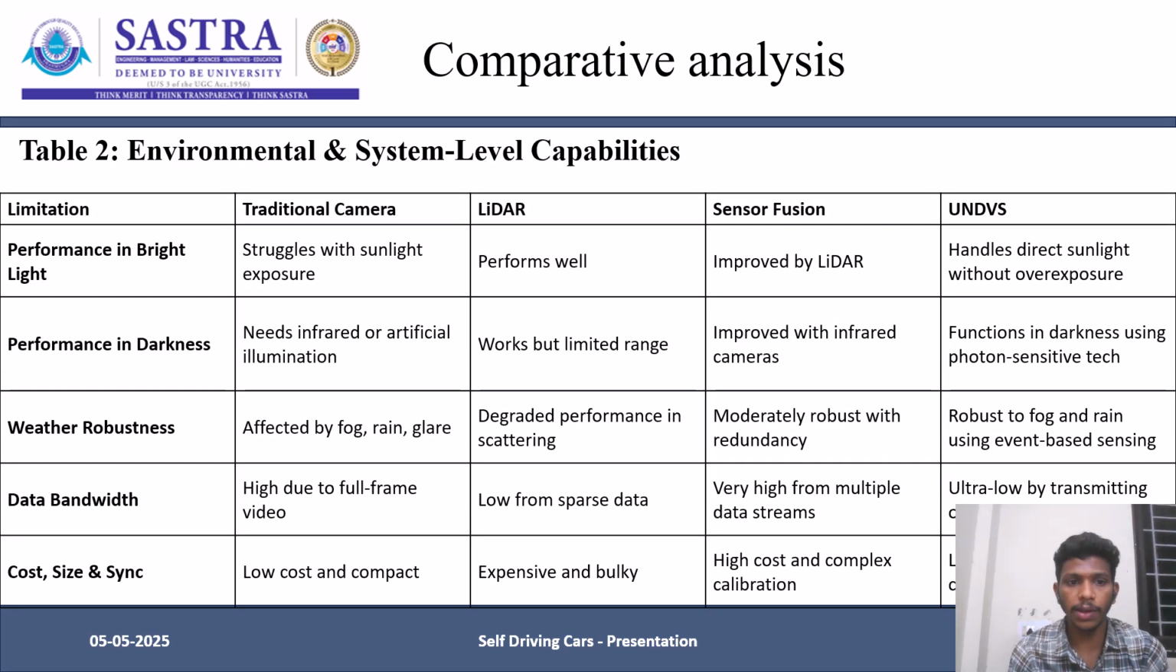When I talk about the environmental and system-level capabilities, the limitations of these three will be overcome by the UNDVS. Performance in bright light: UNDVS handles direct sunlight without any overexposure. Performance in darkness: it functions in darkness using photosensitive technology. Weather robustness: it works well in fog and rain by using event-based sensing. Cost and size: it is low cost, compact, and a single-chip solution. No moving parts, no calibration required.